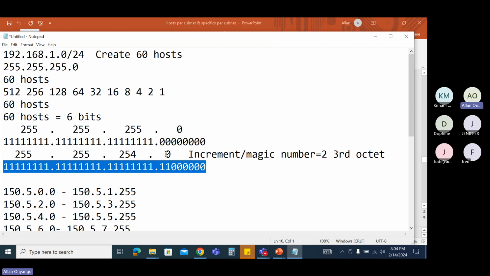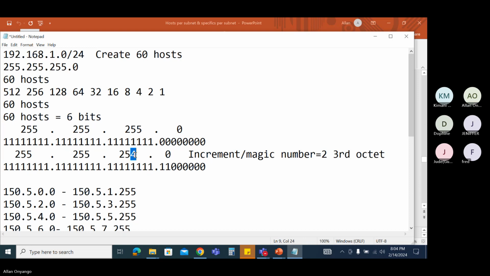What's our new subnet mask? It should be dot what? 192. Good, 192. Check this out. What is our increment, guys? Very good, 64. The increment or magic number is 64. Which octet? Very good, fourth octet.